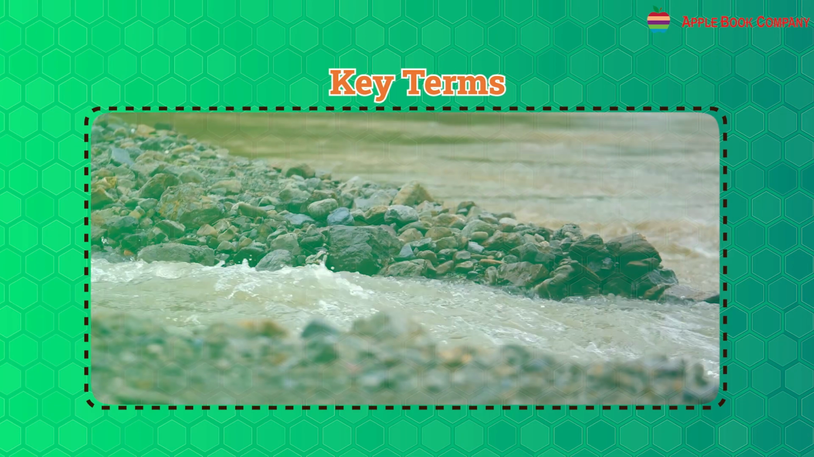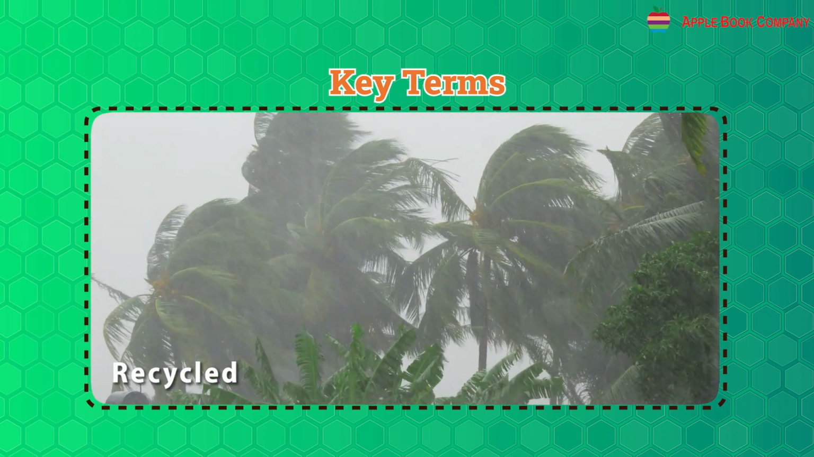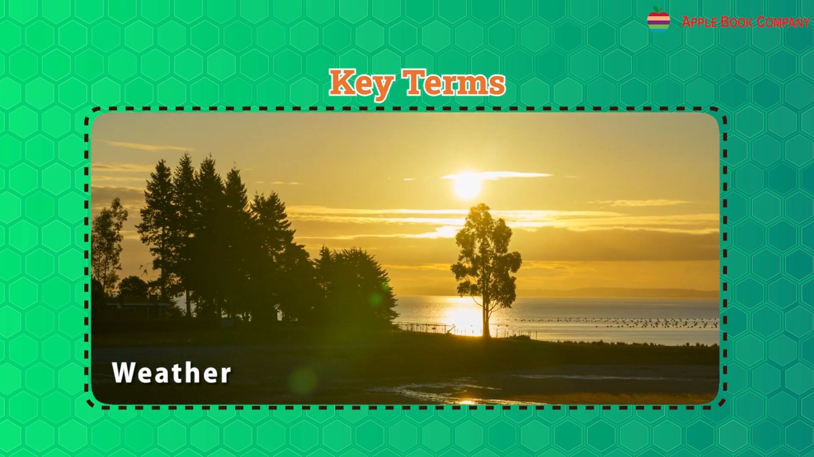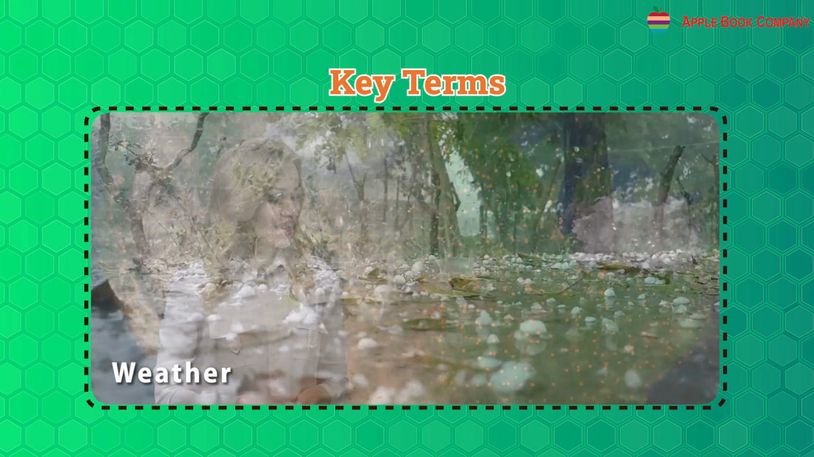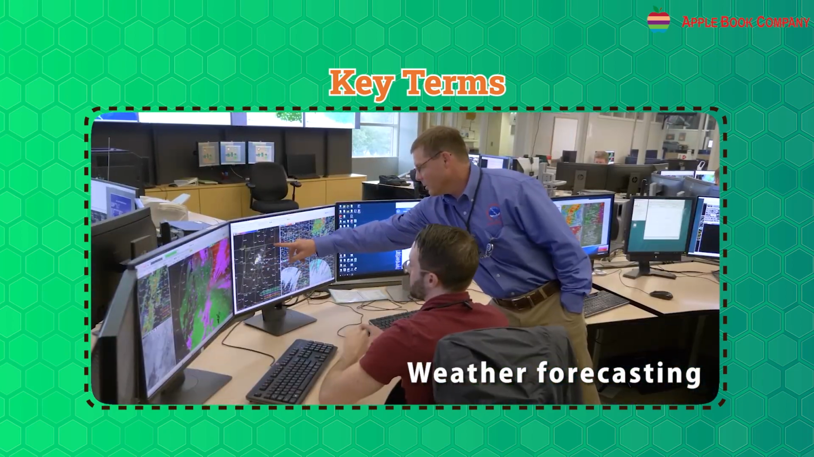Key terms: groundwater, water stored under the ground; recycled, getting used again and again; weather, condition of the atmosphere of a particular place at a particular time; weather forecasting, a science in which weather is predicted.